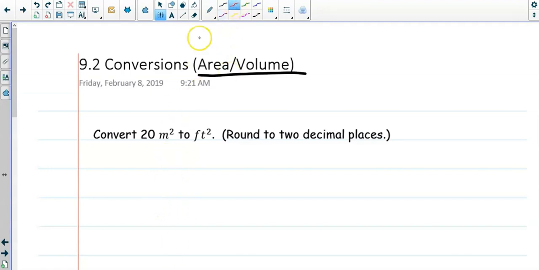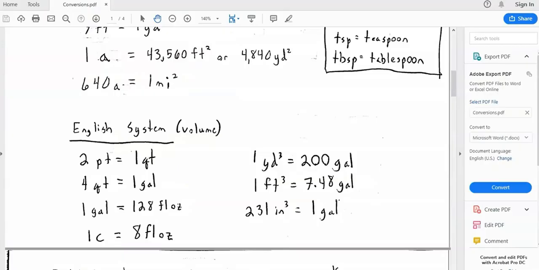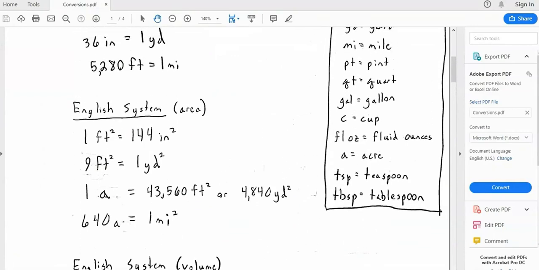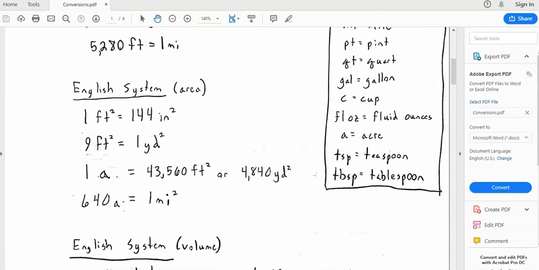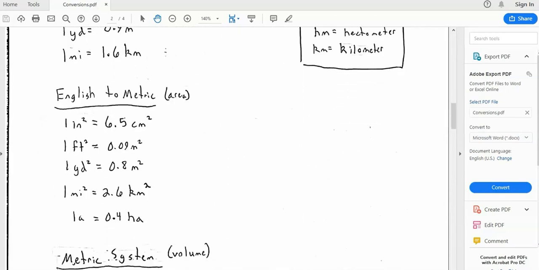Okay, so we have meters squared, 20 of them, and we are going to feet squared. So finding that conversion. So we go back into our notes. I need something between meters squared and feet squared. So kind of looking up above, this is all English to English. There's English to metric, but that's not it. Here we go. Here's area, because this is all about area. Squares are all about areas. Do I have anything about meters and feet squared? Yeah, right here. So here's our conversion that we want to use.